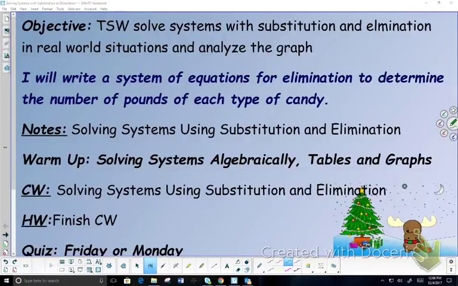Okay, our notes today are just over solving systems. It's real world. In both those cases, we're going to use substitution and elimination, which is going to help prep you for your quiz today.